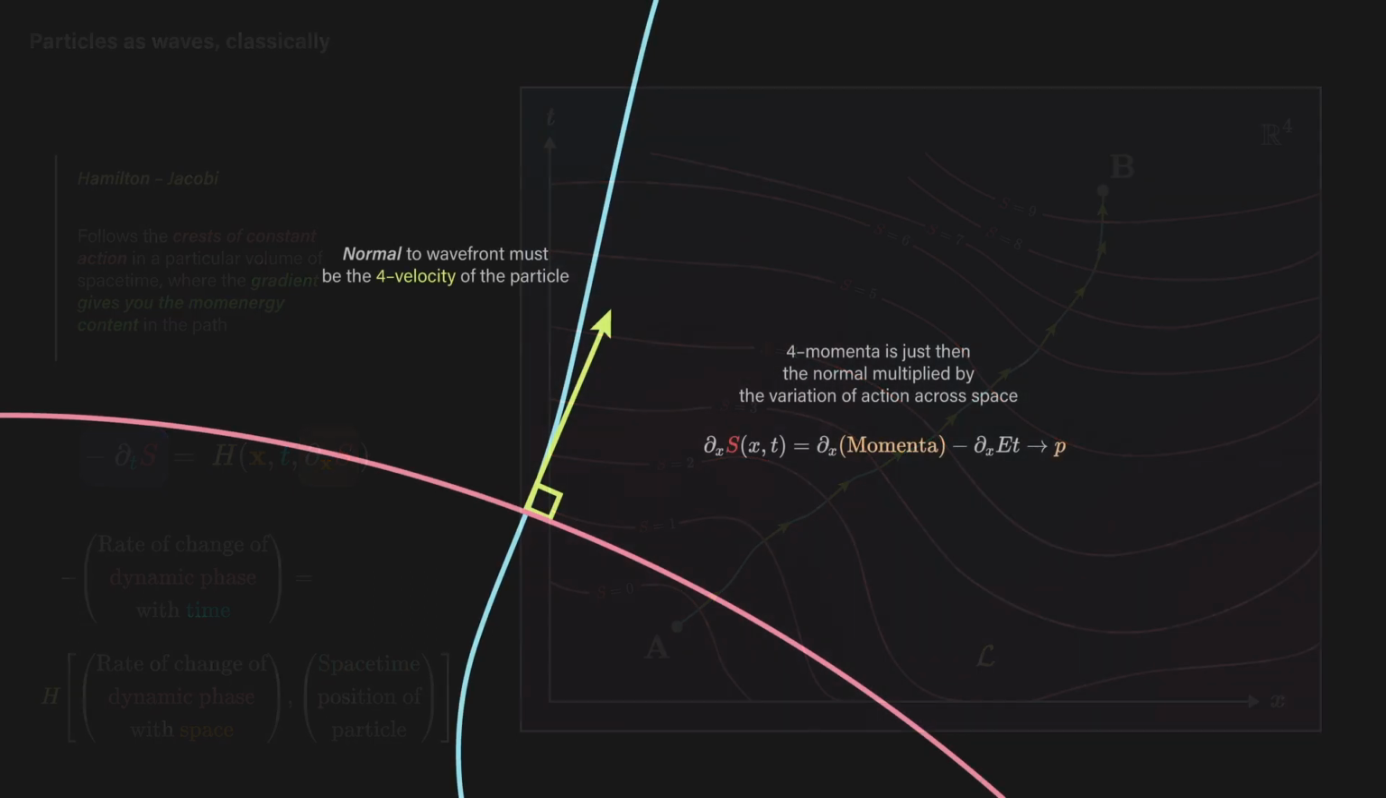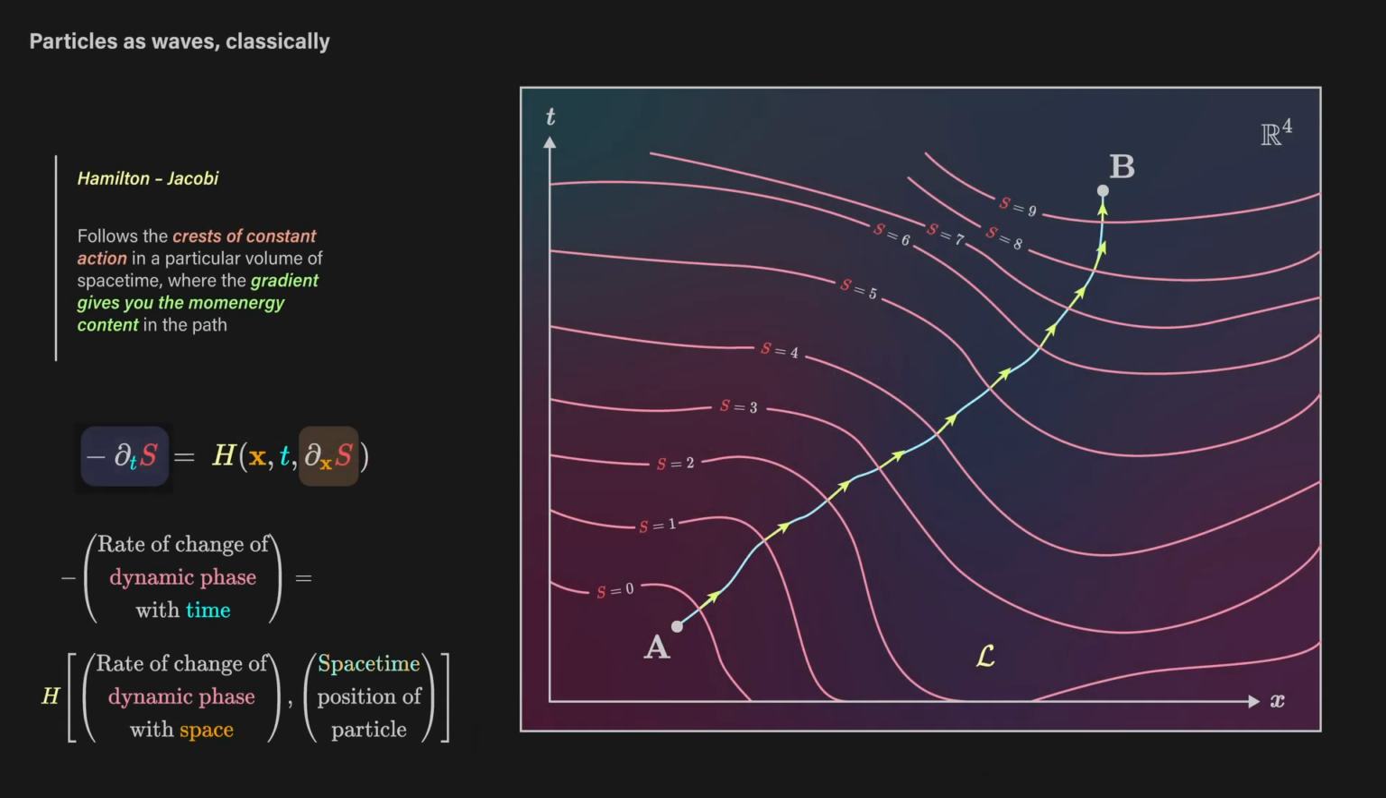Much more interesting is if you take the gradient of the associated action crests across this path, that gives you the momentum-energy content in the path. And that's expressed in the Hamilton-Jacobi equation. So in the left-hand side, we see the partial derivative with respect to time of the action, negative, is equal to the Hamiltonian function, with the actual input variables into the Hamiltonian function being the position, the time, and the variation of the action with respect to space.